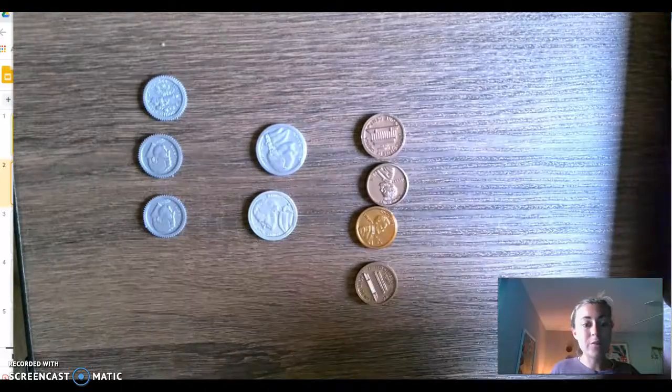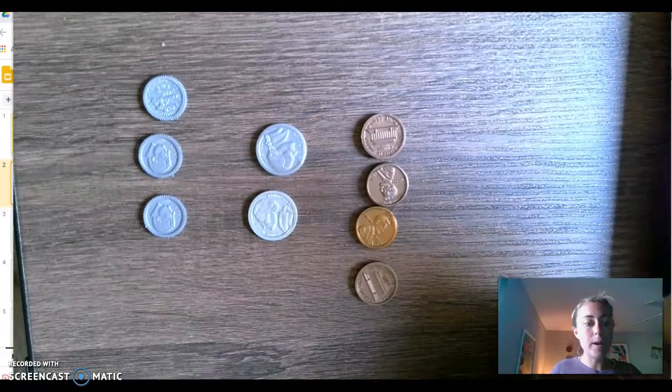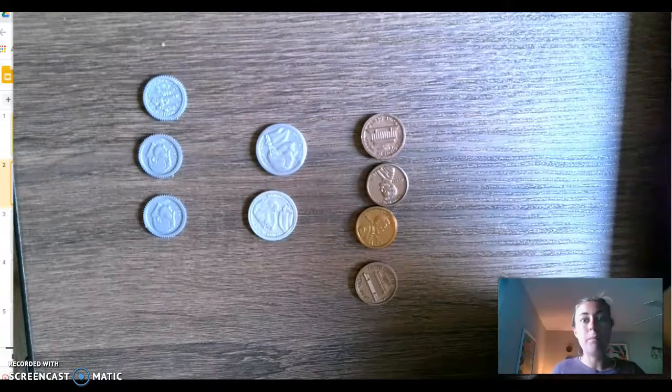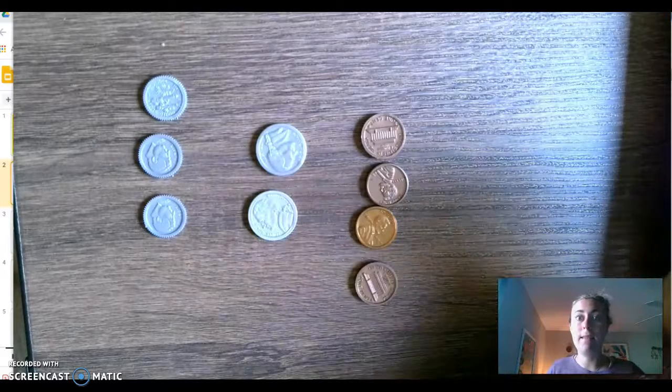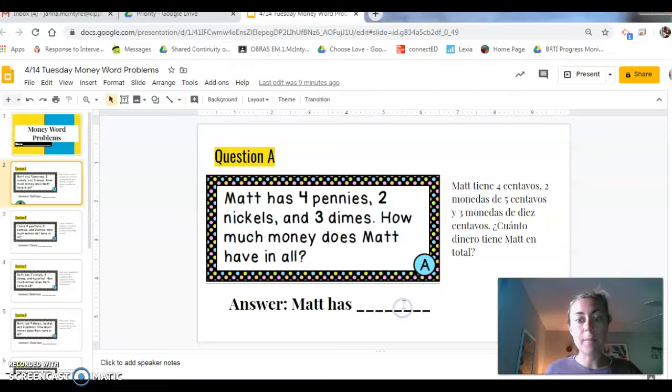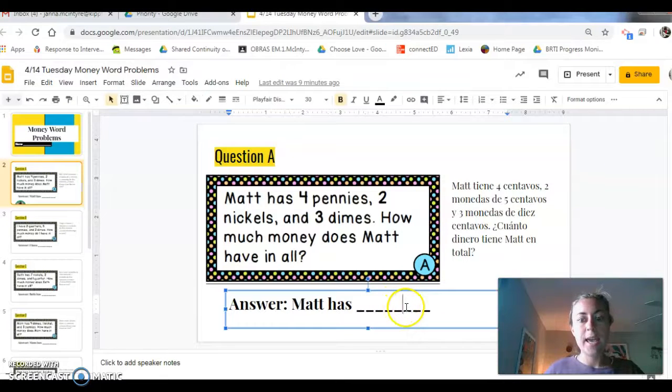Now that I have 44 cents, I'm going to go ahead and open up my PowerPoint presentation and write that in there. Alright, so I've got my PowerPoint presentation and it says Matt has... I don't see the cent sign anywhere on my computer, so I'm going to write right here what I found out, which was that Matt has 44 cents, just like that.